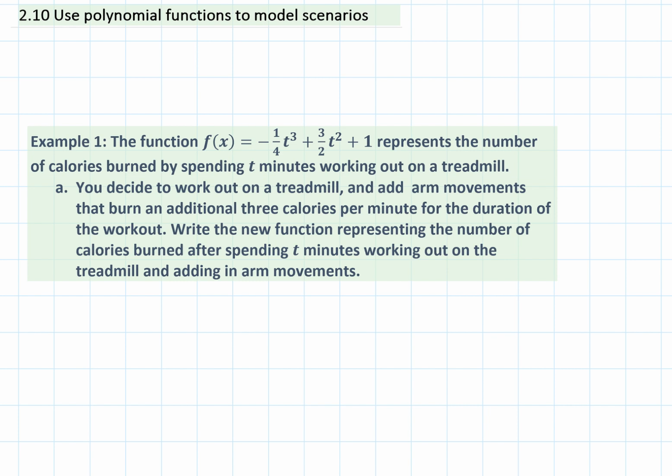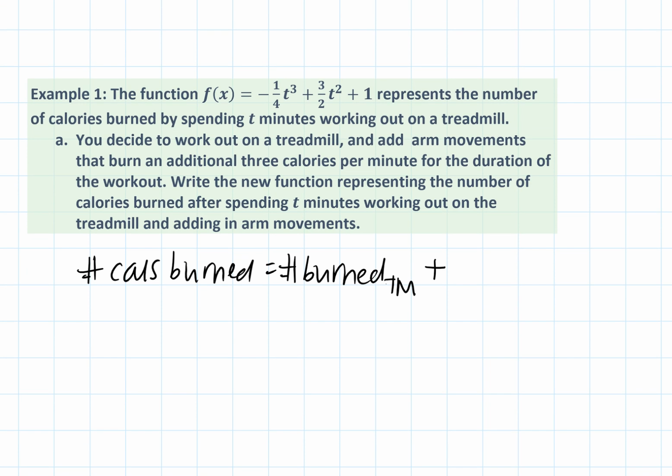adding in arm movements. Well, our new function, the number of calories burned, would be the number burned from using the treadmill plus, right, we're burning additional calories, the number burned from your arm movements. Okay, so write a new function. So let's call it c of t. Sorry, this should be a t. Sorry for the typo. Because it's a function of how much time you spend working out.